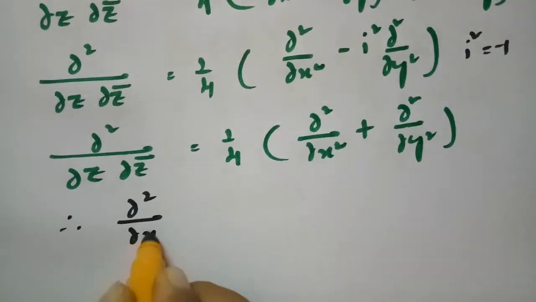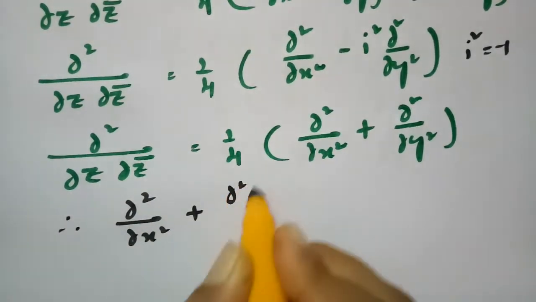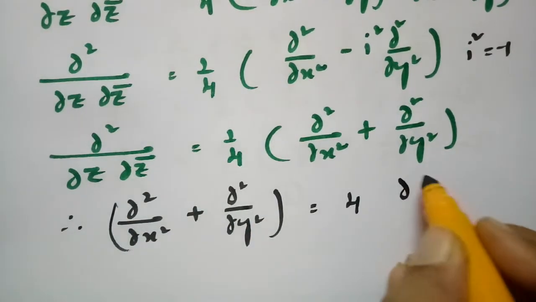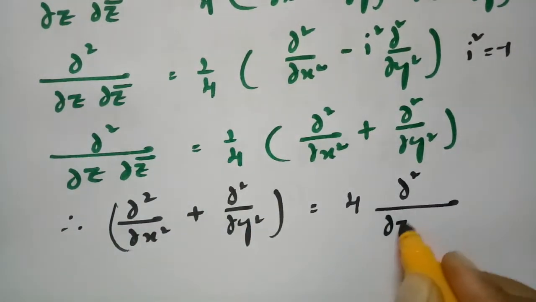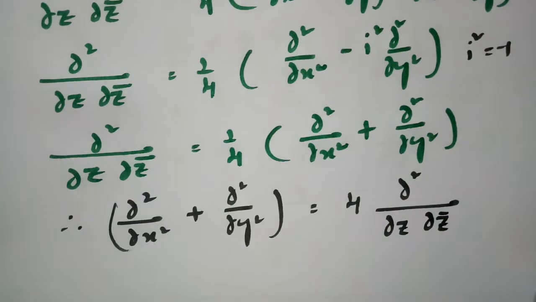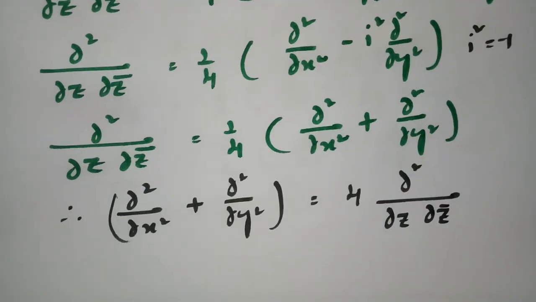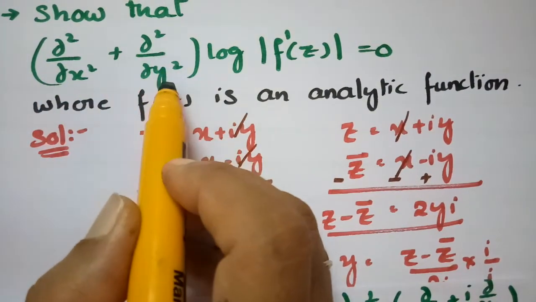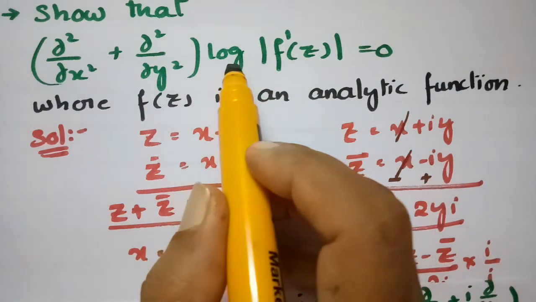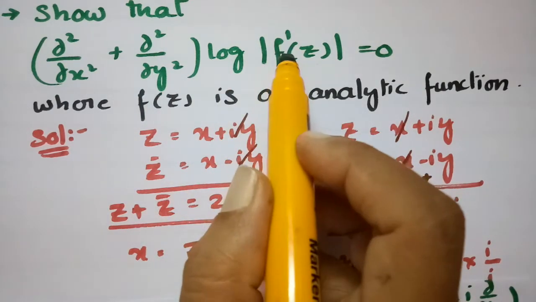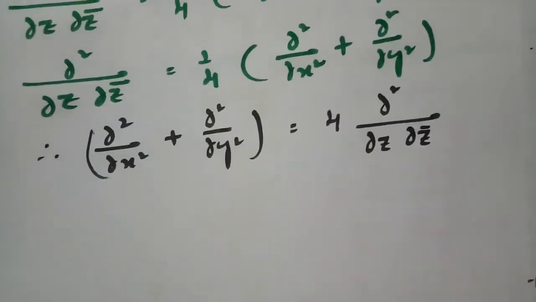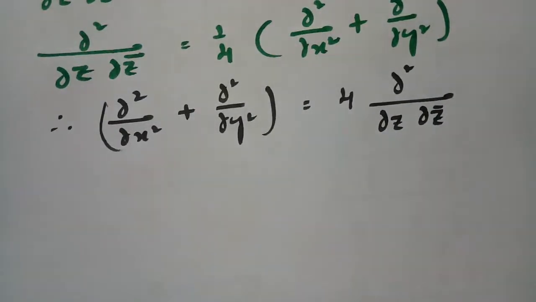∂²/∂x² plus ∂²/∂y² is equal to 4 times of ∂²/∂z∂z̄. Now see here in the question, this is ∂²/∂x² plus ∂²/∂y². So we have to multiply with log of modulus of f dash of z. So if I multiply with modulus of f dash of z, see what happens here.